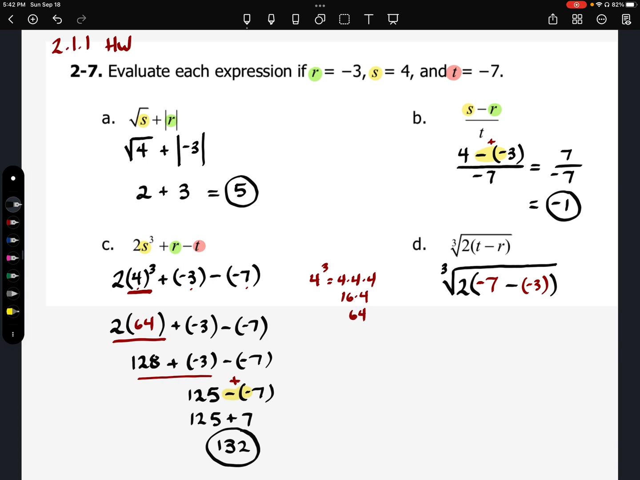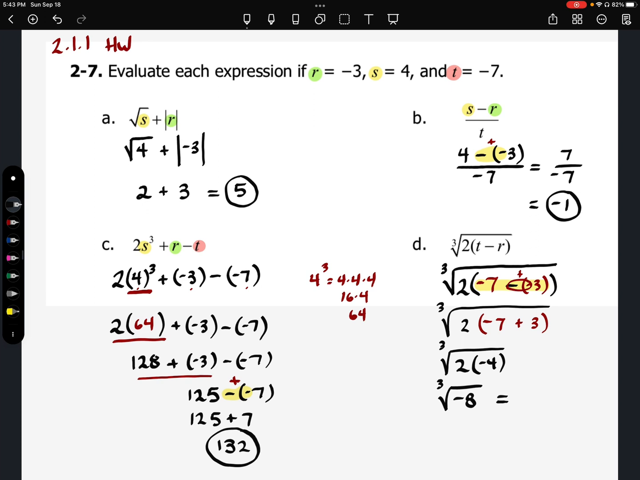We'll need to do our order of operations here as well. The first thing we want to do is look inside the parentheses. This is really the same thing as saying -7, and remember this is going to be like plus, so +3. Everything else is still the same at the moment. -7 plus 3 is -4, so we're looking at the cube root of 2 times -4. 2 times -4 is -8, so we have the cube root of -8.